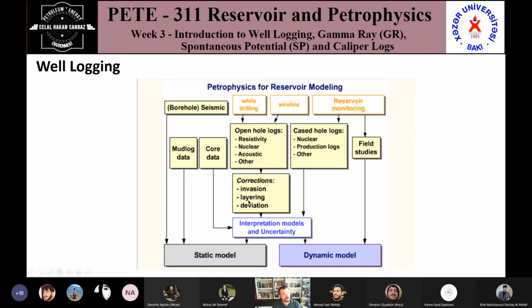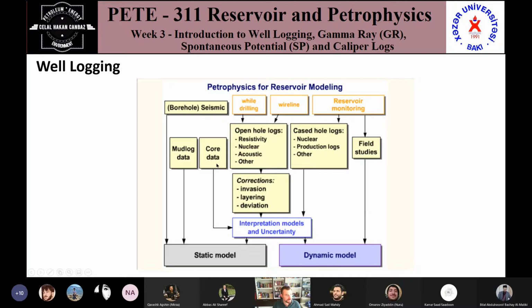So when we are creating a model, I put these slides from the eyes of a reservoir engineer. A reservoir engineer wants to build a static or dynamic model. Some types of logs are used in the static model, some types of logs are used in the dynamic model. If it is a borehole seismic log, you use it in the static model. If you have mud log data, during the drilling or just after the drilling, you can get some mud log data, and you use it in the static model.